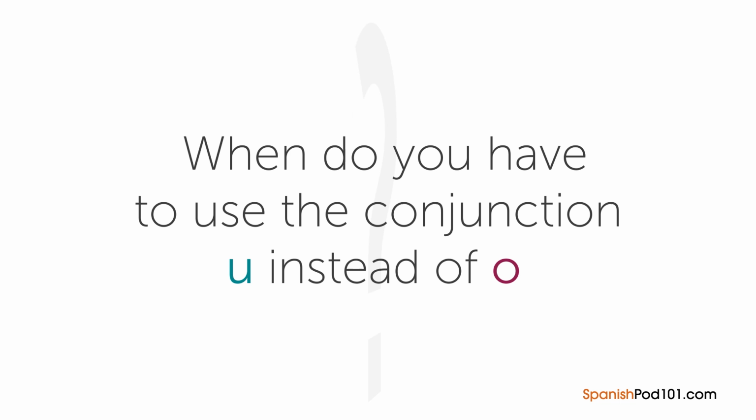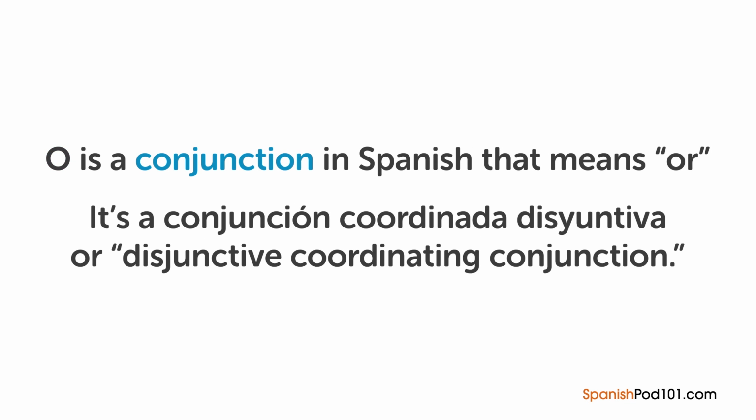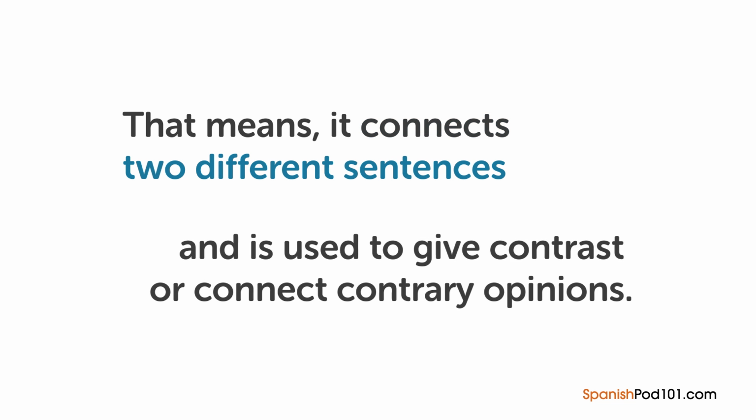First, let's go over some background information on how to use o. O is a conjunction in Spanish that means or. It's a conjunción coordinada disyuntiva, or disjunctive coordinating conjunction. That means it connects two different sentences and it is used to give contrast or connect contrary opinions.